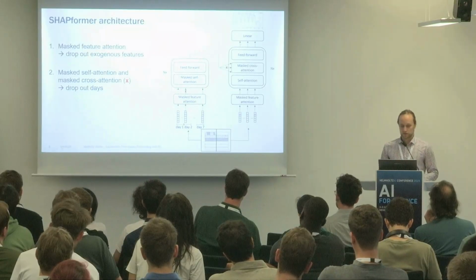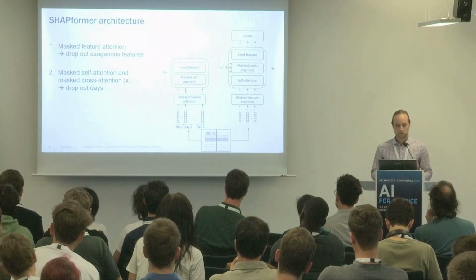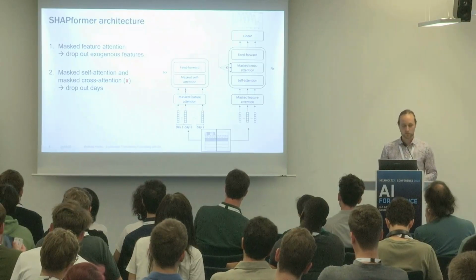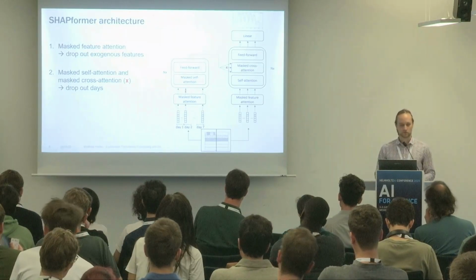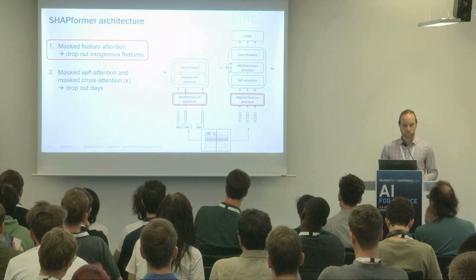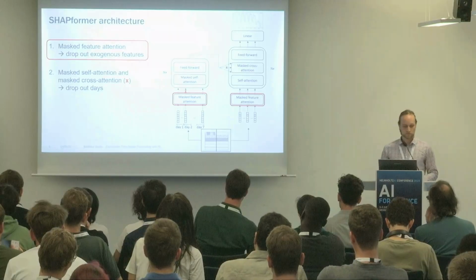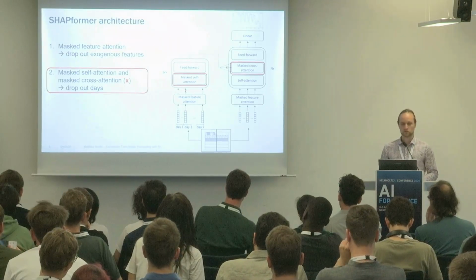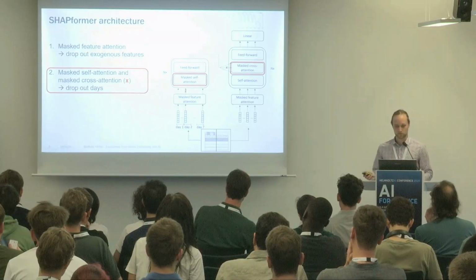Our model architecture is a standard encoder-decoder transformer, shown here on the right-hand side, but with two types of attention manipulation mechanisms. Number one is masked feature attention, which we use to drop out exogenous features. And number two is masked self-attention and masked cross-attention, which we use to drop out the previous days.